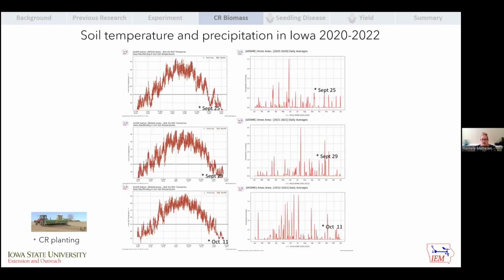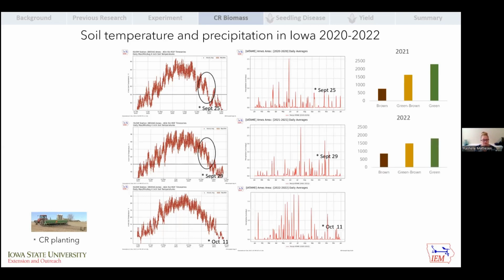So there's a lot on this slide, but I want to highlight that the figures on the left are the soil temperature and the figures on the right are for precipitation in Iowa over these 3 years. When we planted the cover crop in the fall of 2020 in late September, we can see that the temperatures were mostly above 50 and there was adequate moisture. Yes, things that happen in the spring are also conducive of how much biomass you can accumulate. However, in the fall, there was adequate biomass established, so we got a sufficient amount of biomass in the spring.